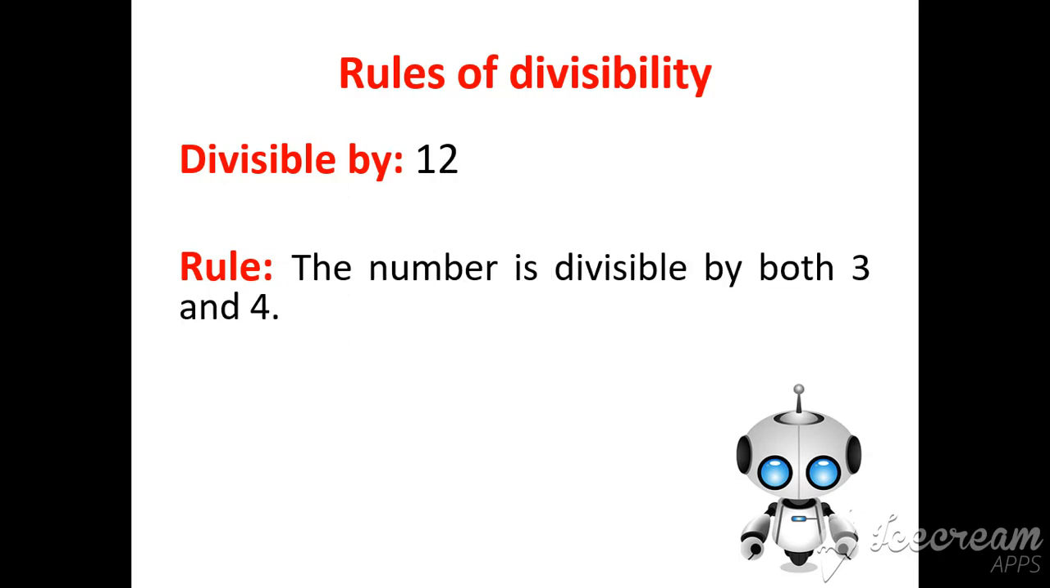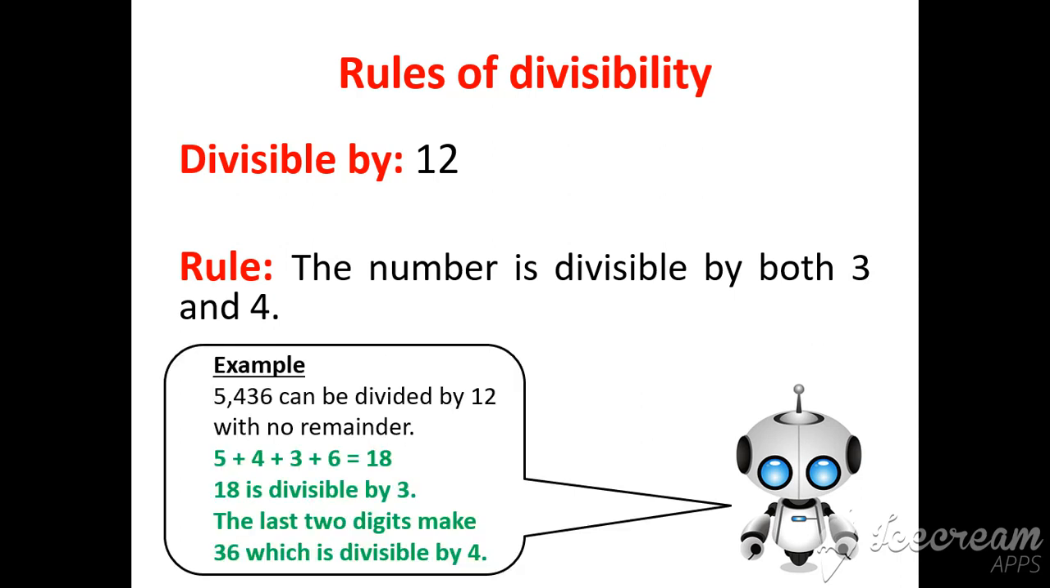Right, we're skipping 11 and we're talking 12. Can it be divisible by 12? Only if it's divisible by both 3 and 4. So the number 5,436 can be divided by 12. First of all, if I add up all the digits I get 18, 18 is divisible by 3, so it can be divided by 3. Second of all, the last 2 digits make 36, and therefore 36 can be divisible by 4, so it can be divided by 4 evenly. Since it can be divided by both 3 and 4 evenly, it can be divided by 12 evenly.